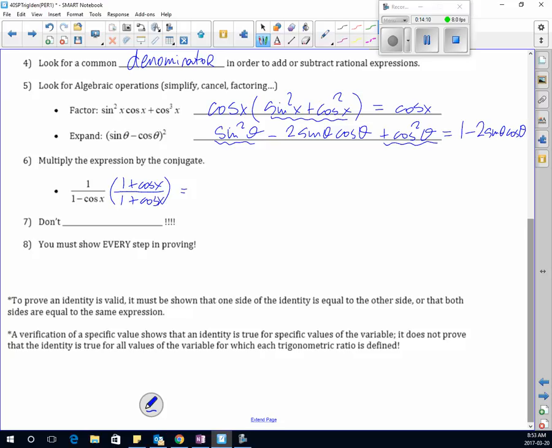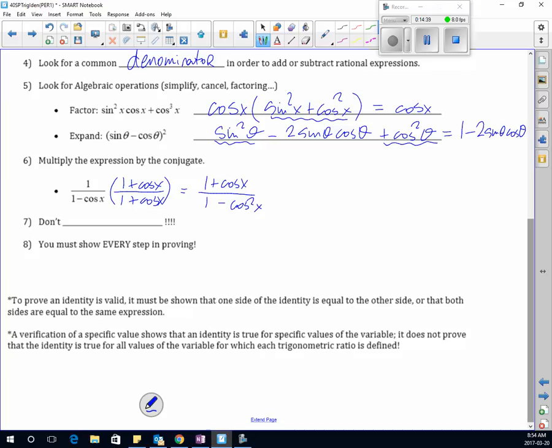Well, on top, you get 1 plus cos x. And on the bottom, it's a FOIL. The whole point of the conjugate is what? When you FOIL it out, you get rid of the outer and the inner terms, the middle terms, right? So first you get 1. The outer and the inner will cancel each other. And then last you get minus cos squared x.